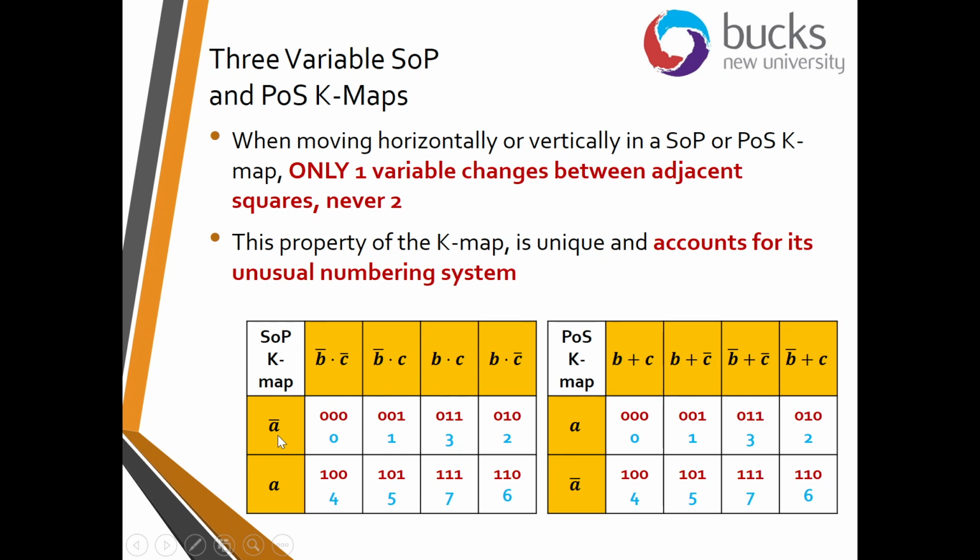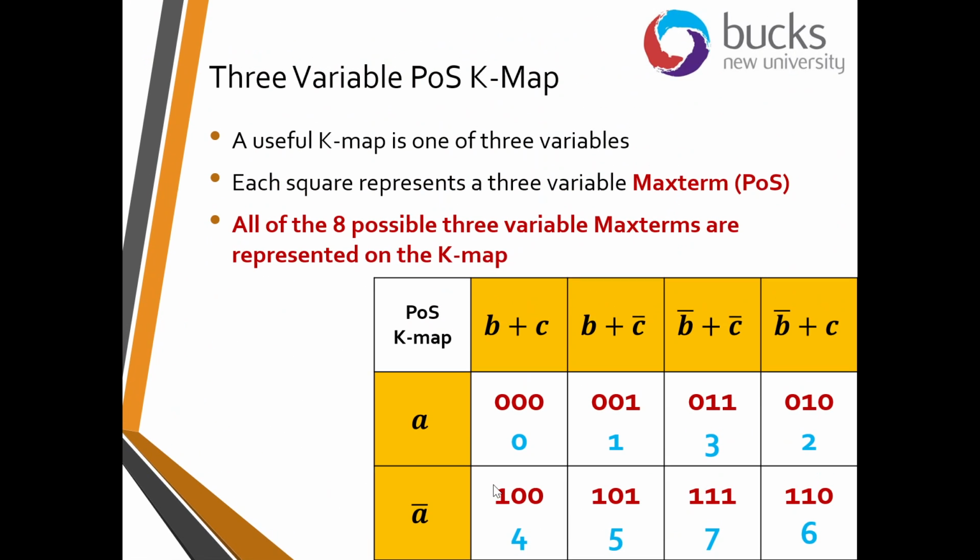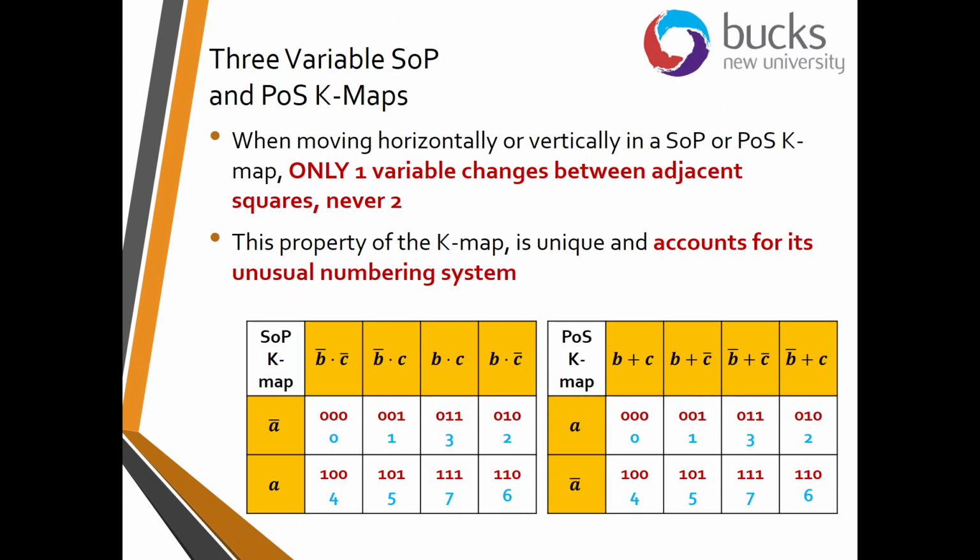So there's only one change as you move down. If you move down, A becomes not A for each column. And again, as we move across, A remains the same, but we go from not B, not C to not B and C, so not B becomes B. You can see there's only ever one change as we're moving left, right, up and down within the grid.